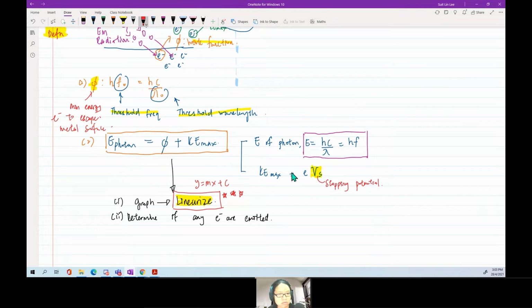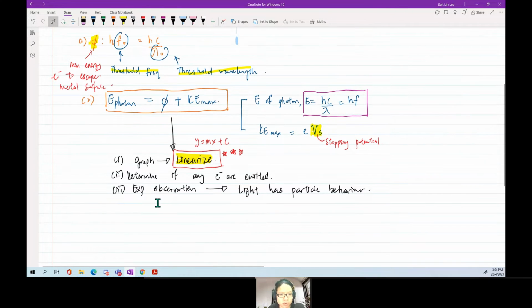All right. Another one that sometimes comes out, not sure how you feel about it, is how the experiment observation leads us to conclude that light has particle behavior. Okay, just very quickly, I'm not going to explain. You can watch the video for explanation. But we know light has particle behavior because the emission of photoelectrons is instantaneous. You shine light, immediately the electron comes out.